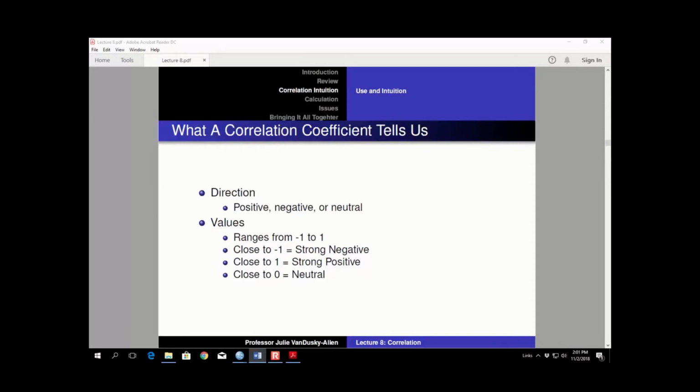A correlation coefficient ranges from -1 to 1. Correlation coefficients close to -1 indicate a strong negative relationship between two variables. In other words, as one variable increases, the other variable tends to almost always decrease. Correlation coefficients close to 1 indicate a strong positive relationship between two variables. In other words, as one variable increases, the other variable tends to almost always increase as well. Correlation coefficients close to 0 indicate as one variable increases, the other variable does not change.